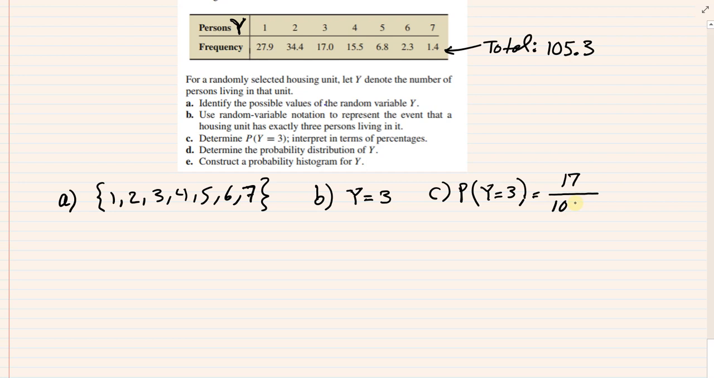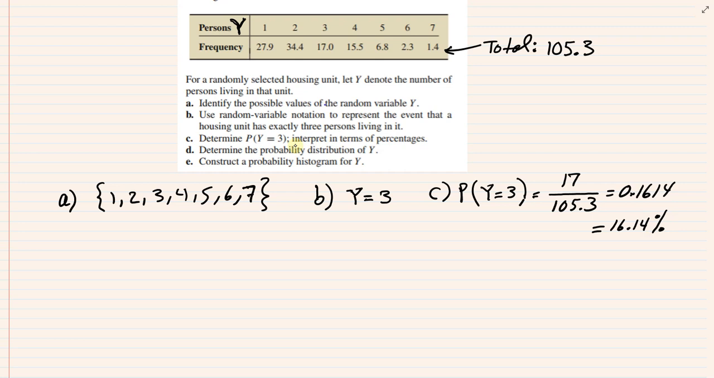So if I put 105.3 in the denominator, and you do 17 divided by that, that's going to give us the answer. 17 divided by 105.3 gives me 0.1614. Now the question mentioned interpret in terms of percentages, so that's equivalent to 16.14%. So we can say that 16.14% of households in the US have exactly 3 people in them.